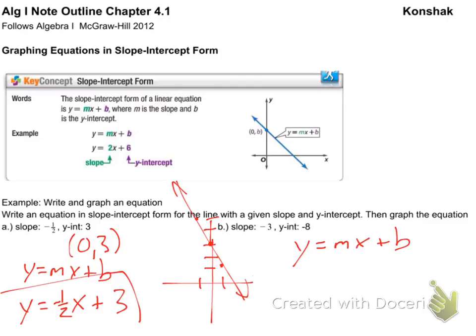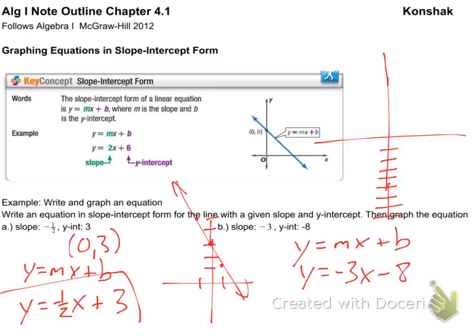Would it be y equals negative 3x plus negative 8? I can do plus and negative 8, or can I just minus 8? I think it's a little bit cleaner just doing minus 8, which is fine. And if I wanted to graph this, I put a dot at 0, negative 8, right?